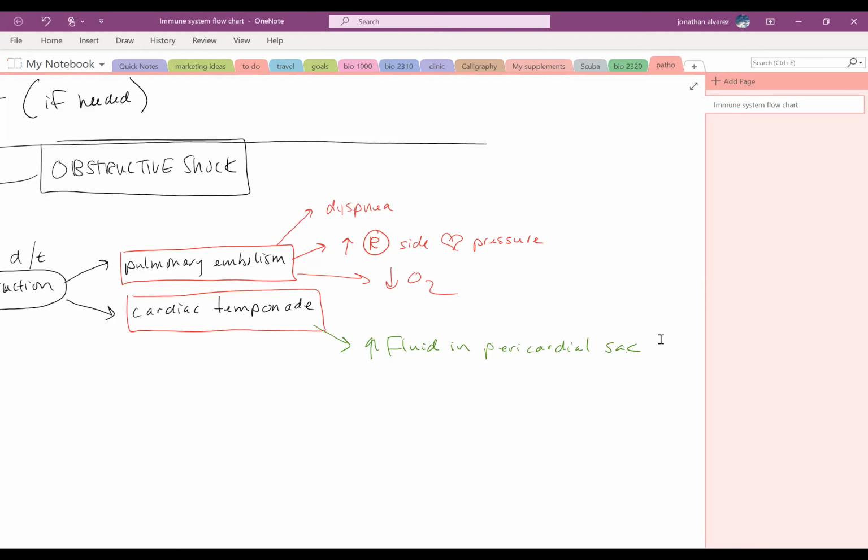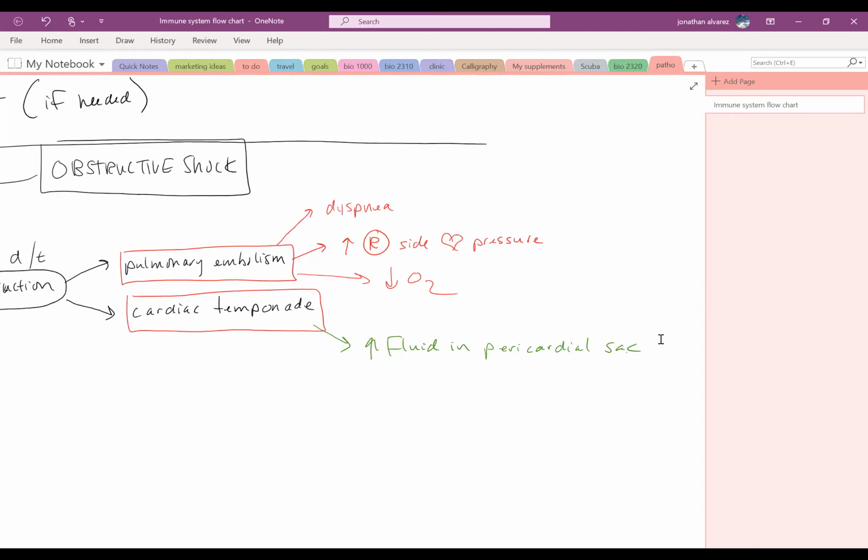Okay, there's a space between the pericardium and the epicardium, right? There's a space there that's filled with fluid, a type of serous fluid. And that fluid that is around the heart is normal, right? So it's normal to find some fluid in between the pericardium and the epicardium. However, in this case, you get excessive fluid, right? So increased fluid in the pericardial sac, or cardiac tamponade.